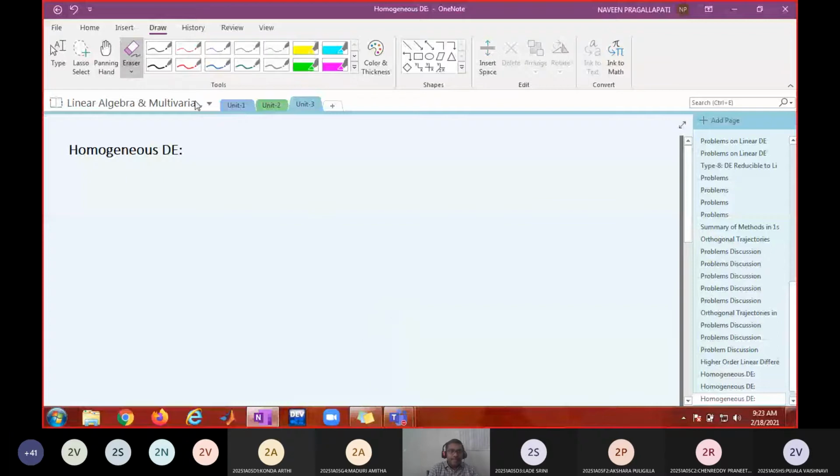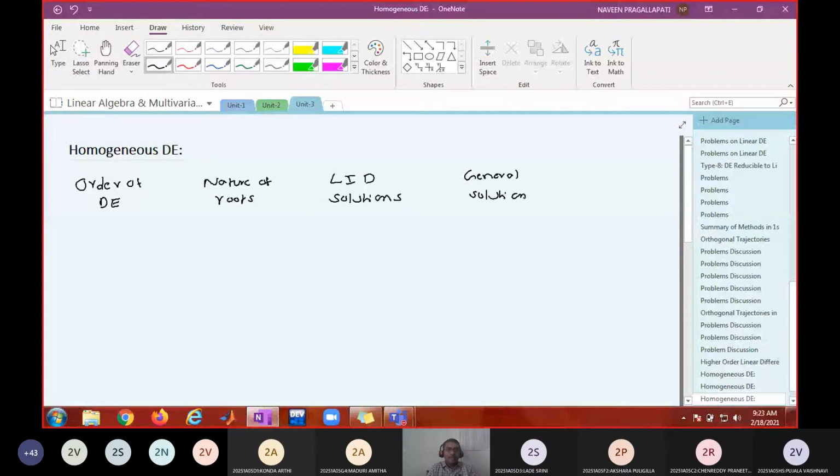So all of you put this heading: Order of the DE. Roots. Nature of roots. LID solutions. What do you mean by LID? Linearly independent solution. Right. General solution.